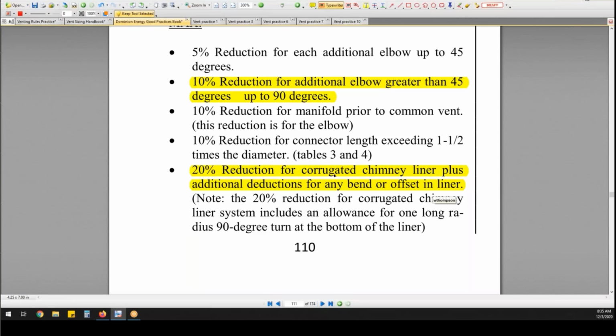The reason for that is because of the corrugations. It's not a smooth pipe, it's all corrugated, and so that causes restrictions. And then of course, if you start putting bends and offsets, number 27, Turner, what'd you come up with on that one?